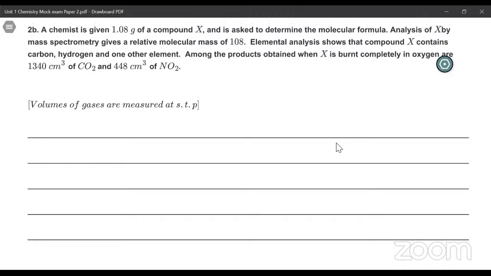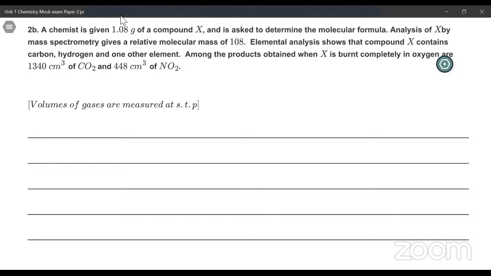Among the products obtained when X is burned completely in oxygen are 1,340 cm³ of carbon dioxide and 448 cm³ of NO2. I think that's nitrous oxide. Anyways, now what I usually do is I write out an equation.